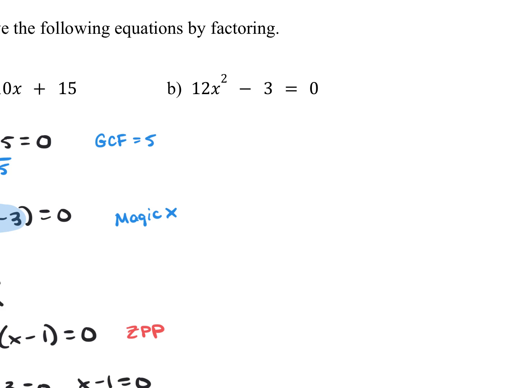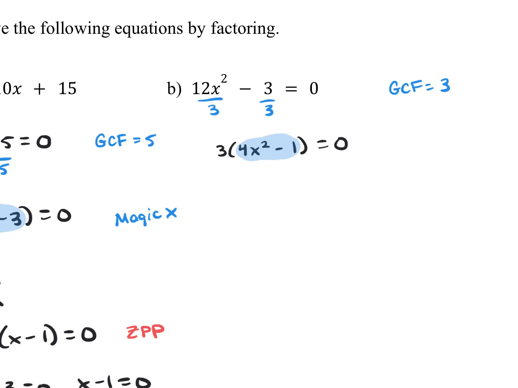So here, this is a quadratic equation. It's not a trinomial, so I'm not going to be using magic x or bottom up, but I will always check for that GCF first, which we do have in this case. Our GCF is 3. So let's divide that factor out. So 3 times (4x² - 1). So now here I ask myself, can I factor more? And in this case, I can.